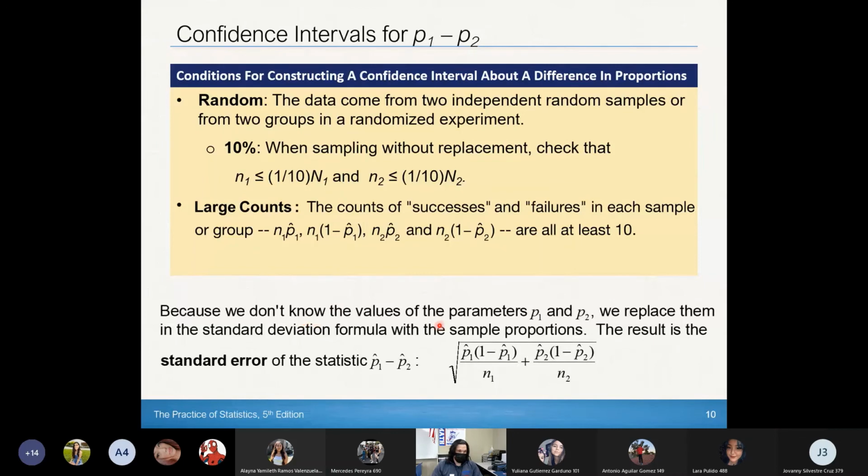Because we don't know the values of the parameters p1 and p2, we replace them in the standard deviation formula with the sample proportions, and the result is the standard error of the statistic p hat 1 minus p hat 2, which is the square root of p hat 1 times 1 minus p hat 1 divided by n1 plus p hat 2 times 1 minus p hat 2 divided by n2. Right, so we're replacing the parameter p1 with the statistic p hat 1, and the same for p2.